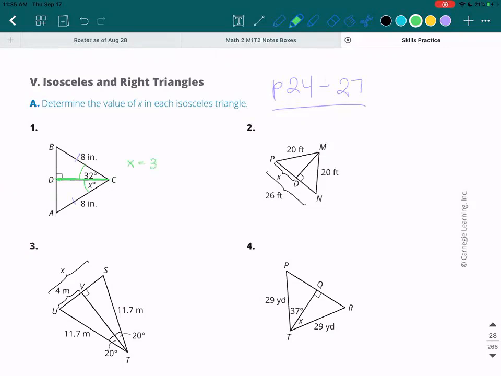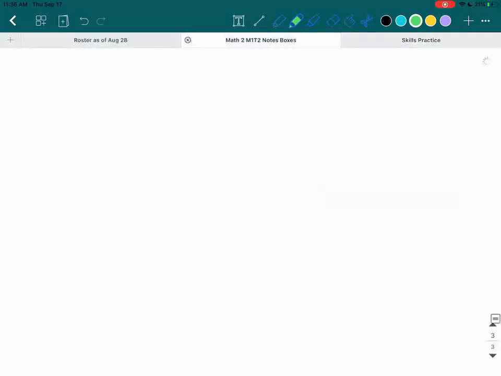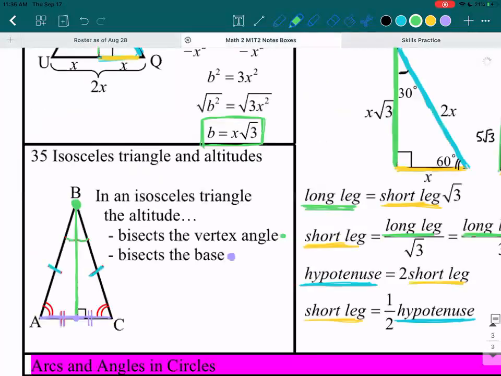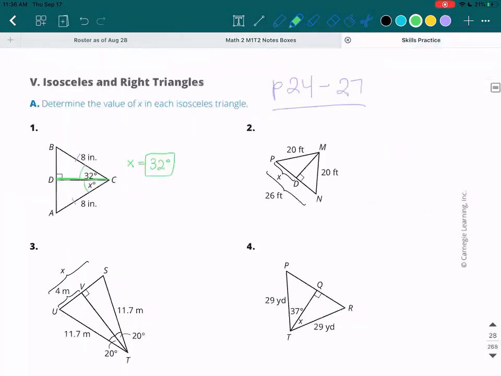Okay, so what I was trying to say was that we are given this isosceles triangle. Let me look at the notes. This is box number 35. So look at box number 35. We have an isosceles triangle where the altitude bisects the vertex angle. Go back to skills practice. Our isosceles triangle is kind of sideways, but that's totally fine. It's still going to bisect our vertex angle.